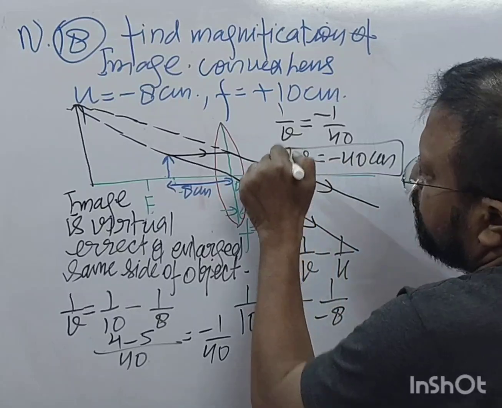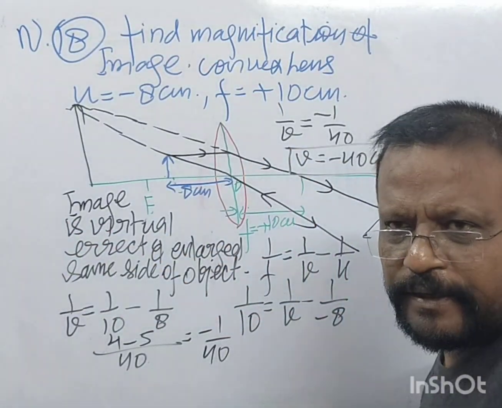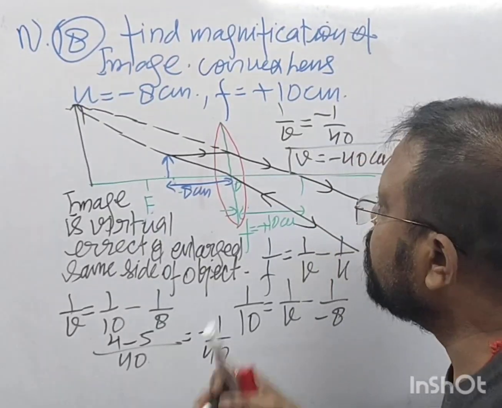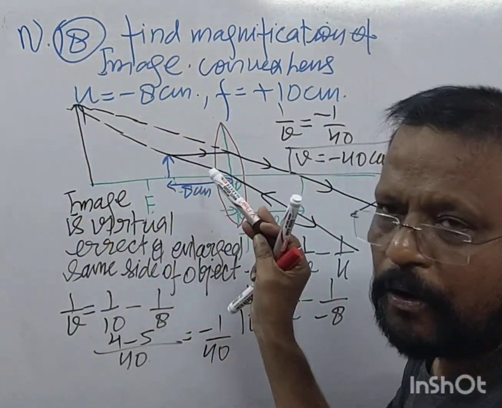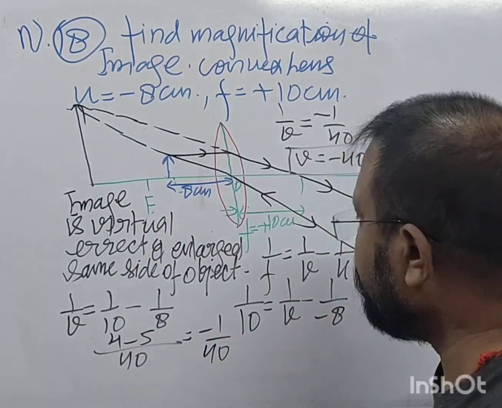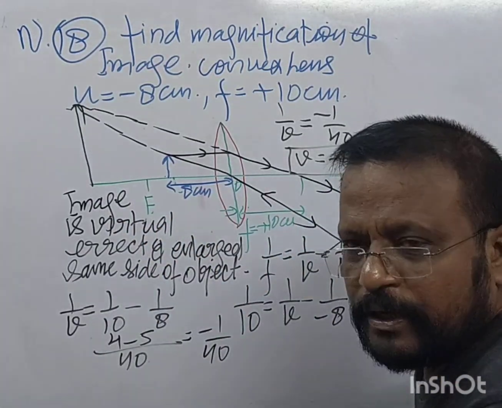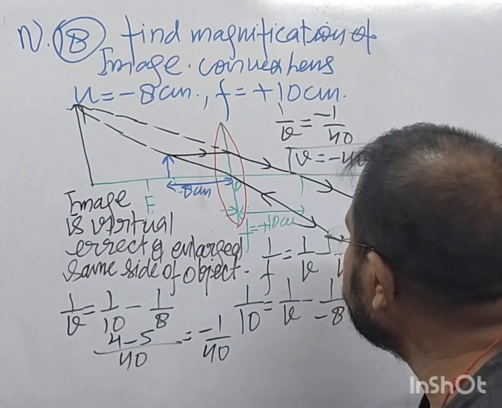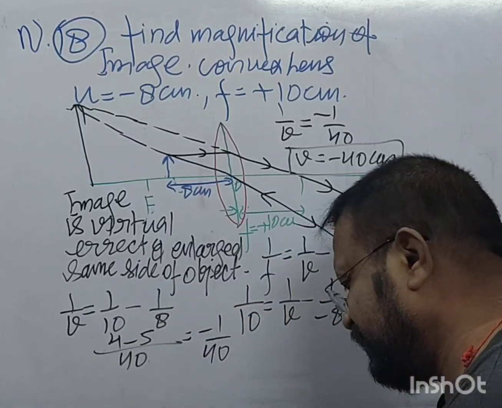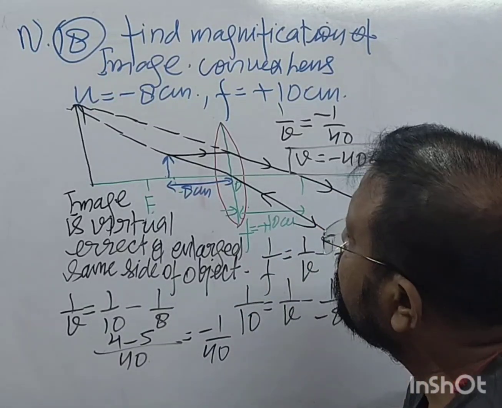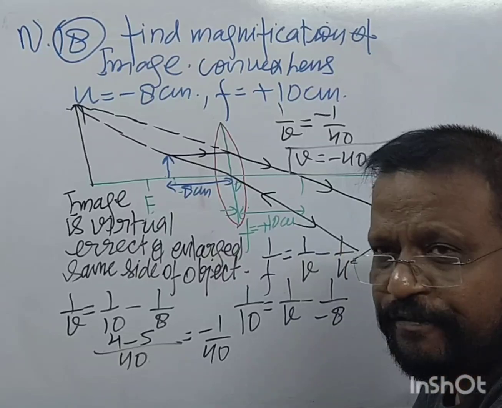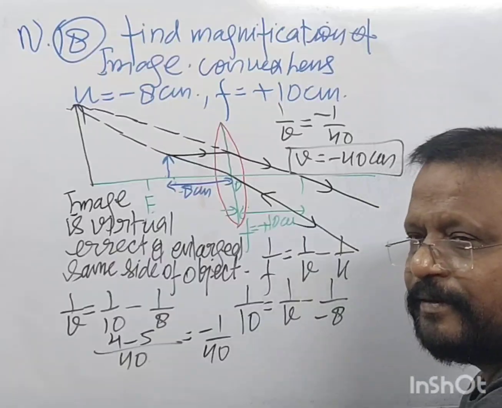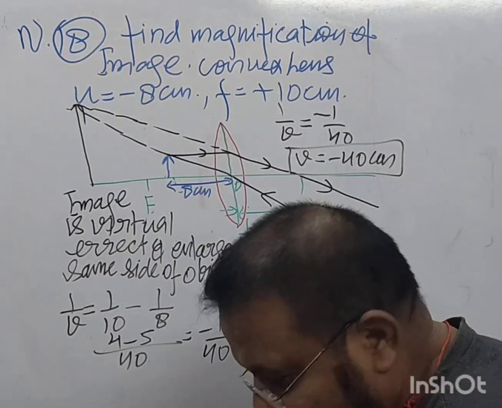Exactly, it is what it is saying. A distance of 40 centimeter in front of the lens. Since it is negative, the image will be formed on the same side of the object. So this is v, and what else do you want? Virtual. Magnification. Plus 5. How is it plus 5?